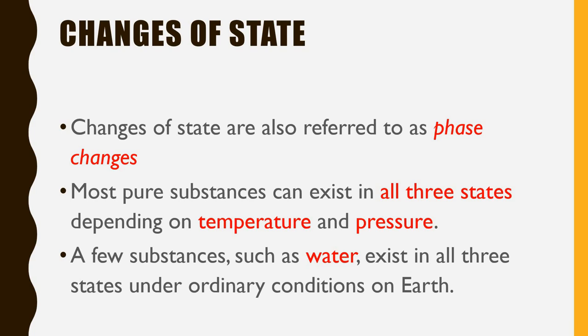conditions on Earth. So frequently we use water as an example because we can see water as a solid, say in ice cubes, as a liquid, we drink it, or as a gas when you see steam, boiling water. And we can all see all of that in one day in our life. So we like to use that as an example because it's something that people all have some context for.